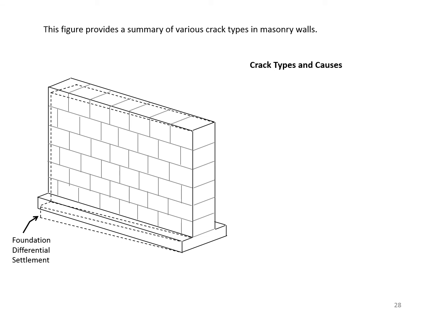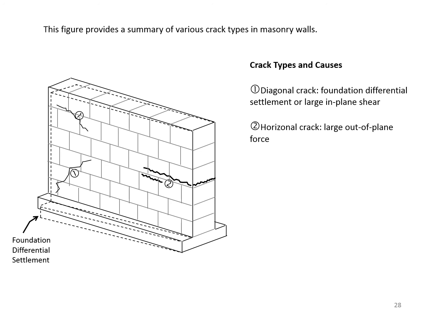Now this figure shows different types of cracks, so let's examine the cracks we talked about. The one designated by number 1 means diagonal crack. Foundation differential settlement or large in-plane shear forces are usually responsible for this kind of cracks.